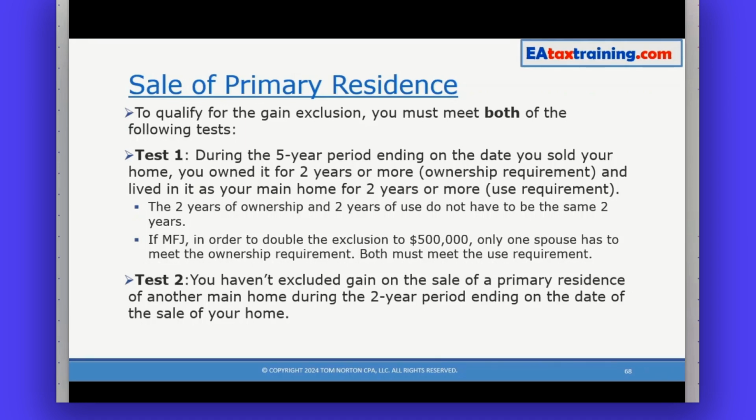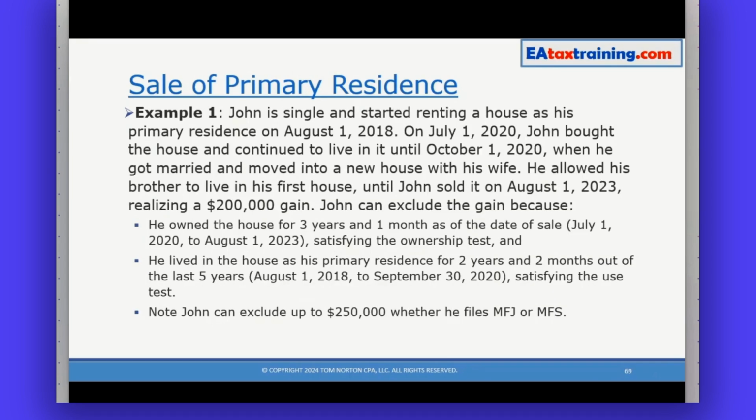So that's test number 1. Test number 2: you haven't excluded the gain on the sale of a primary residence of another main home during the 2-year period ending on the date of the sale of your home. So in other words, you can only do this every 2 years. You can't do it one time, buy a new house, sell it 1 year later, and now exclude that gain as well. It has to be at least 2 years since you last took this exclusion.